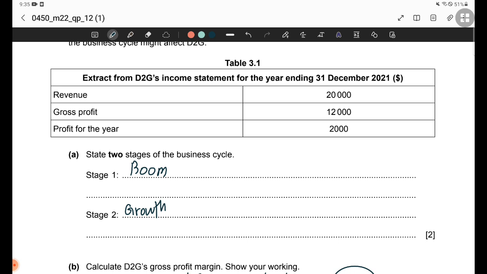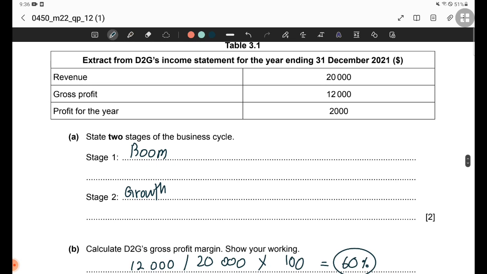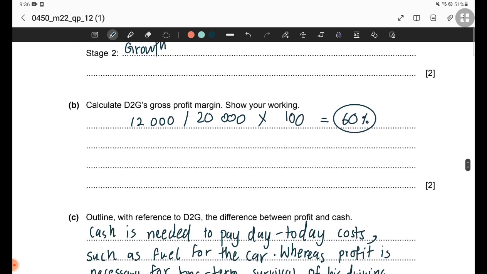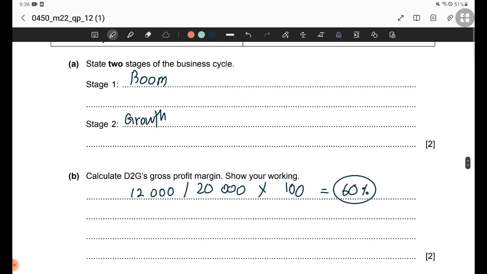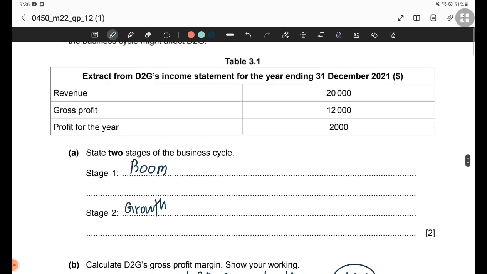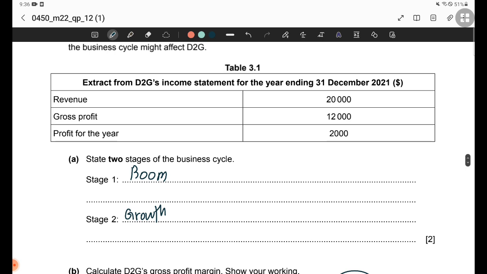So there's 4 again. You have recession, growth, boom, and then slump. So you can just choose any 2. They don't have to be in order, or a specific choice.